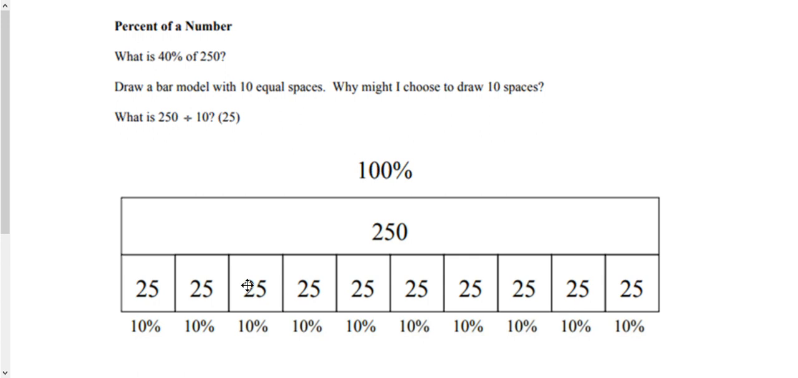Now, how much is each piece worth as far as the number? Well, you take 250 and divide it by 10. Each piece is worth 25. 25, 25, 25. 10 25s is 250.